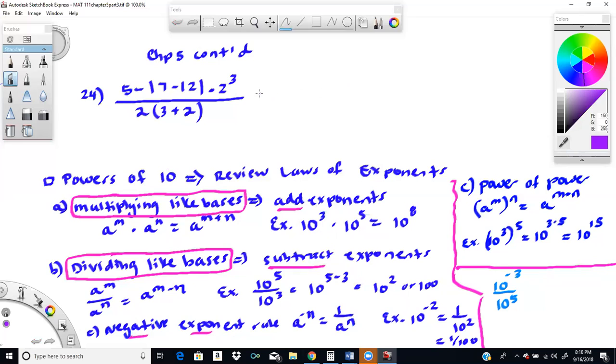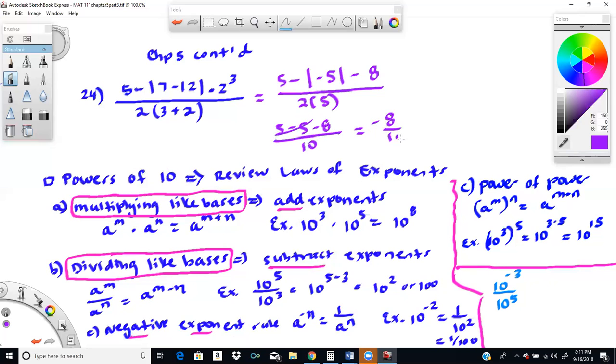All right, so now what we can do is go ahead and do this. So we have 5 minus, and then the absolute value, 7 minus 12 is -5, and then minus 2 to the third is 8, all over 2 times 5. Okay, the absolute value of -5 is 5. So that's 5 minus 8 over 10. These cancel. You're left with negative 8 over 10.